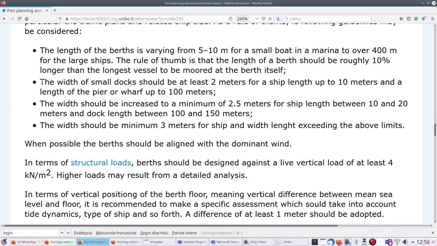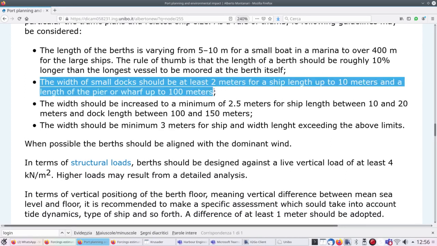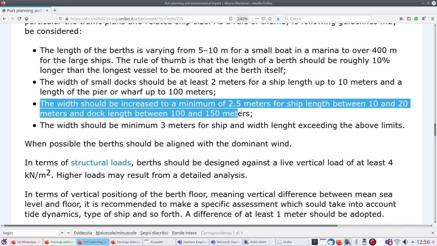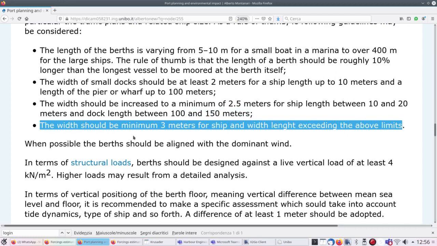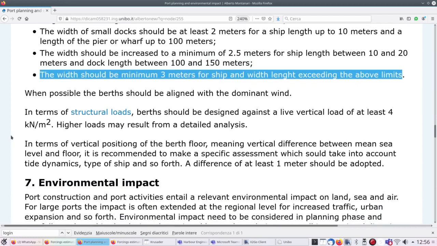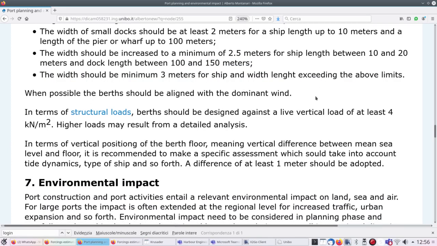About width, the width of small docks should be at least 2 meters for a ship length up to 10 meters, and a pier or wharf length up to 100 meters, so at least 2 meters. But of course, if you increase the length of the berth, then the width should be extended, to 2.5 and 3 and more meters. This is the minimum, okay? When possible, the berth should be aligned with the dominant wind, because it also means dominant current. I am putting a note here. I have to add also dominant current.